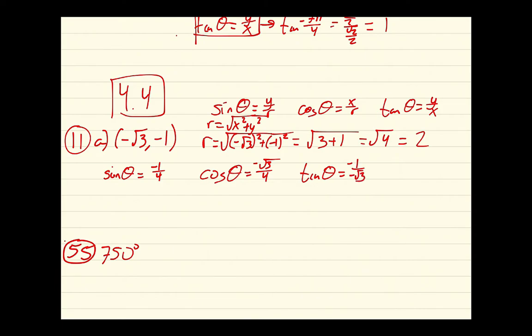A couple things here. The negatives are going to cancel out, so we have 1 over root 3. But remember, we try to avoid having irrational numbers in our denominator, so we'll multiply by root 3 on top and on bottom. So we end up with positive root 3 over 3.